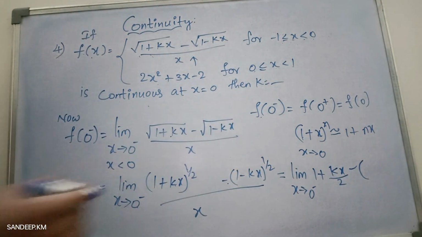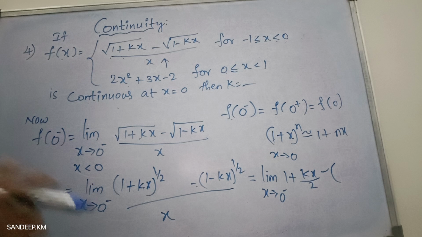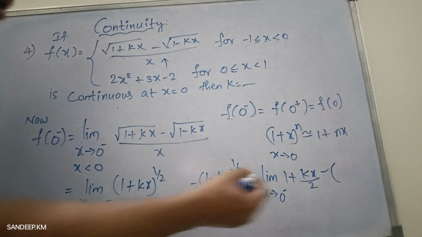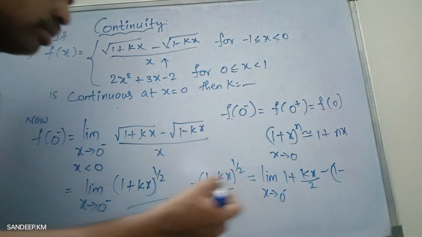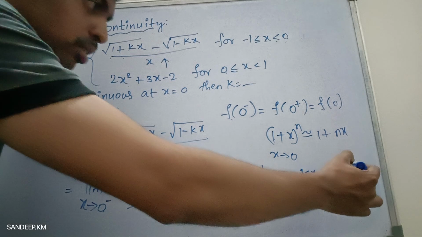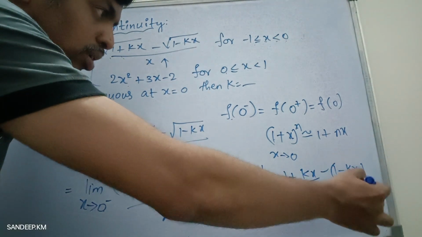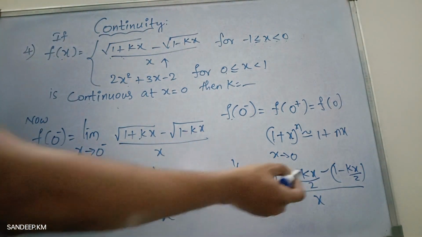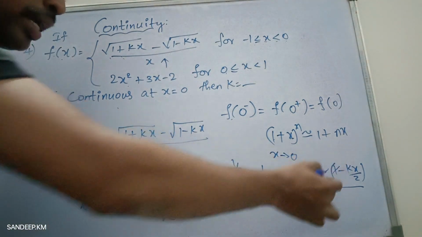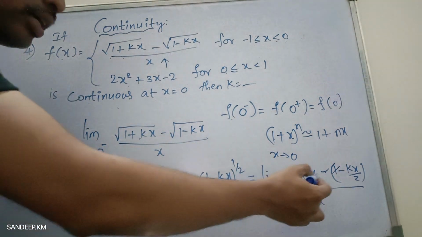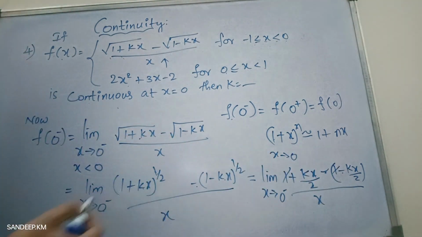Students will generally forget to open the bracket. So here also with the same knowledge, 1 minus, the power will be multiplied with kx, you will get kx by 2, whole divided by x. Now let us simplify this. Plus 1 and minus 1 will get cancelled. Kx by 2, minus into minus kx by 2.